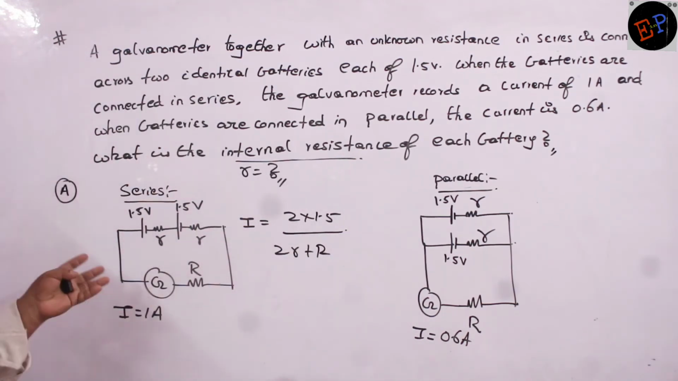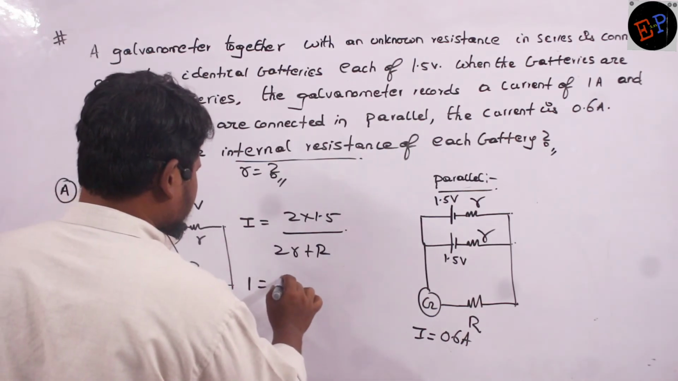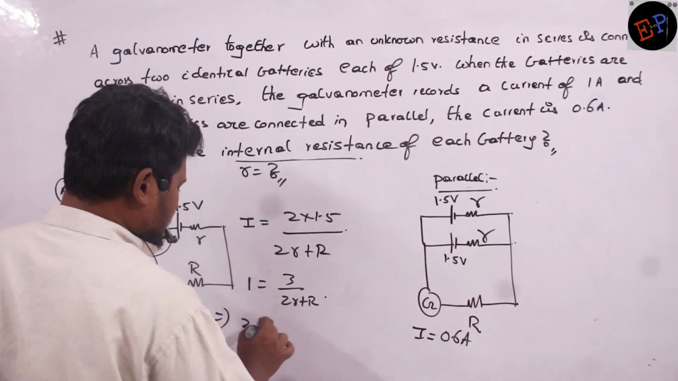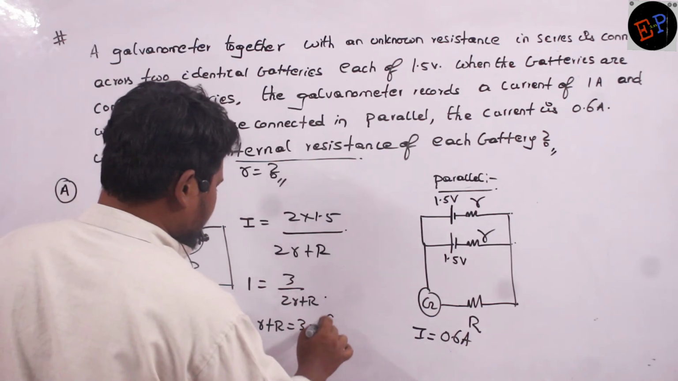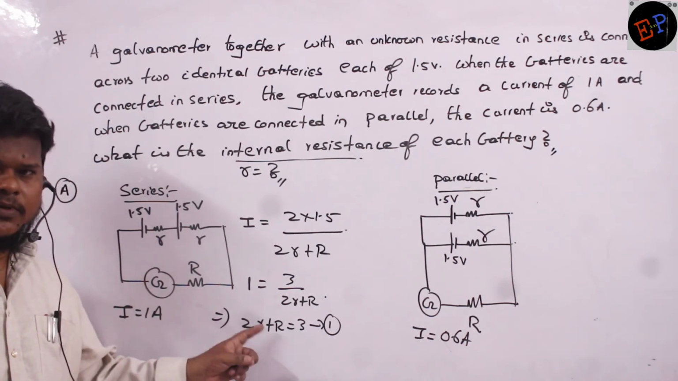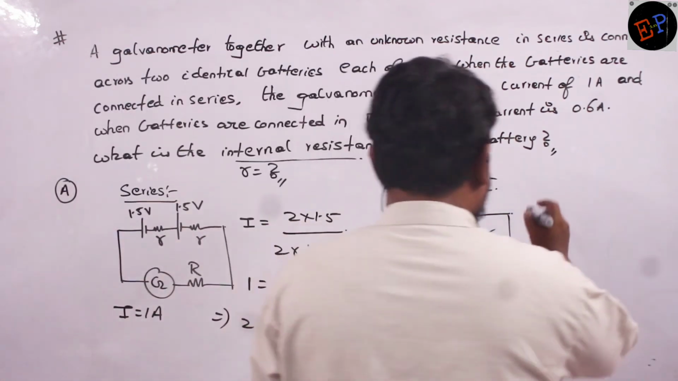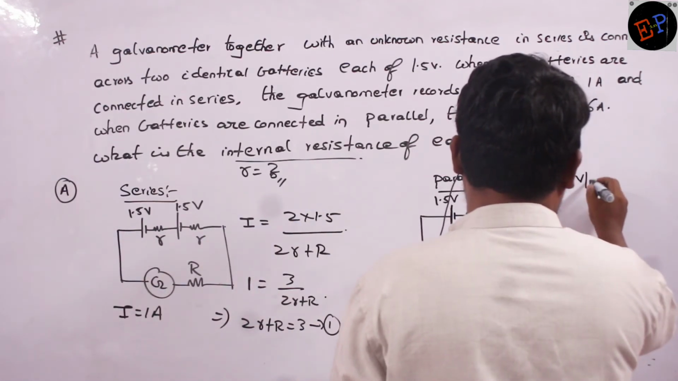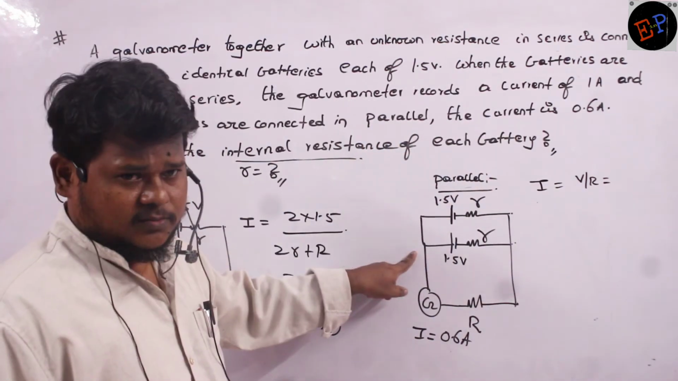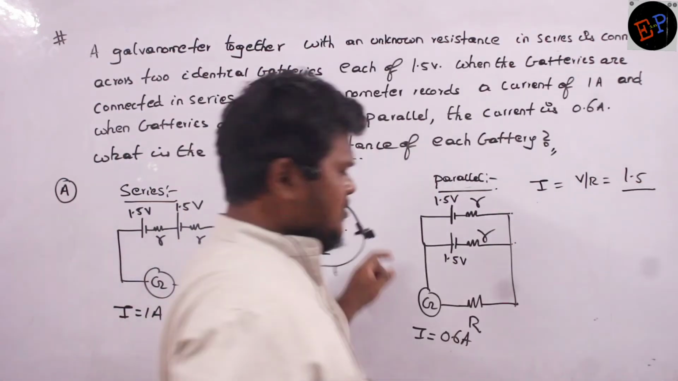That's all, we are applying what we did earlier. What is the current flowing? 1 ampere is equal to 3 by 2R plus capital R. If you simplify this, 2R plus capital R is equal to 3. Let it be my first equation. Two unknown quantities are there, R and capital R, and I don't know either. It means I require one more equation. The second equation I can get from the parallel connection. Now what is the value of current here? They are connected in parallel, so the effective EMF is 1.5, divided by the total resistance.